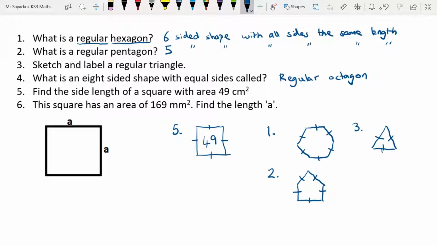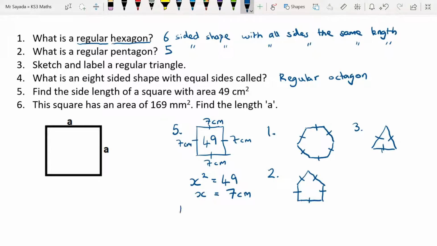So to get an area of 49, we've got to have whatever this side is times whatever this side is makes 49. So what times what is 49? So what number times itself is 49? What number, when you square it, is 49? Well, 7. So therefore, the side length of the square is 7 centimeters. Each of these sides is 7 centimeters.